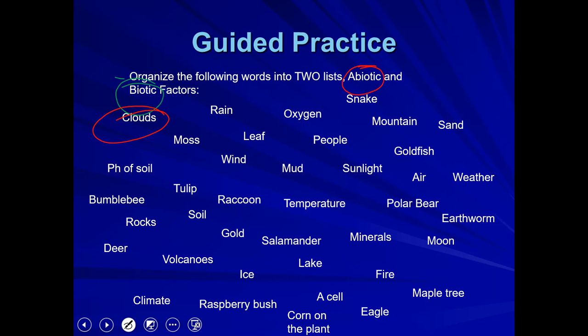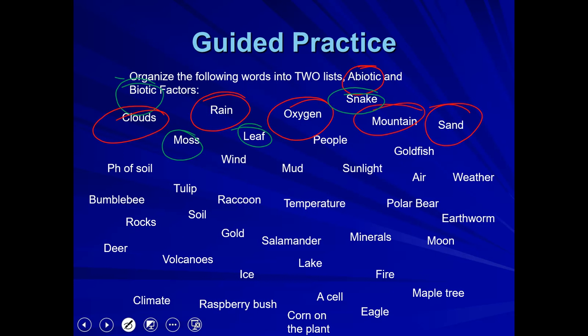Rain is non-living, so it's abiotic. Oxygen is non-living, it's abiotic. Mountain is non-living, so it's abiotic. Sand is not living, so it's abiotic. But then when we have snake, for example, snake is a living thing, so it's biotic. A moss is living, it's a kind of plant, so it's biotic. Leaf is biotic, it's living, it's part of the plant. People are obviously living. Goldfish is obviously living.